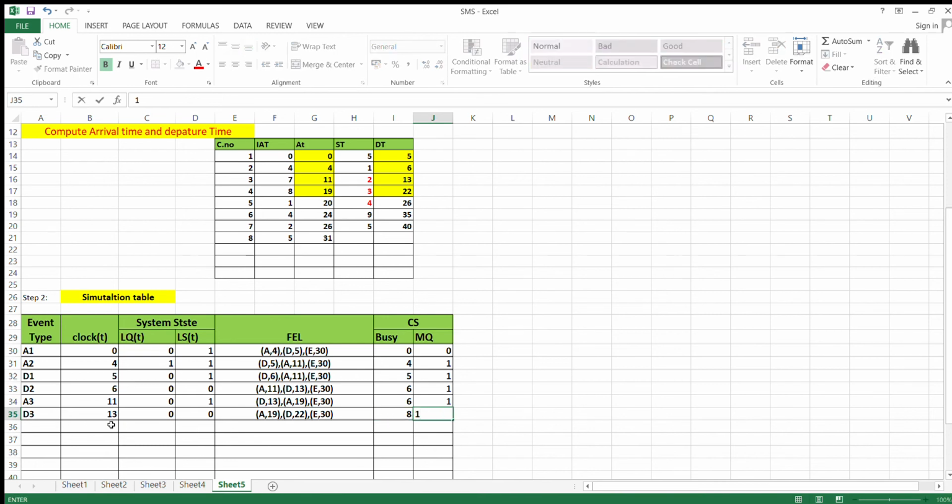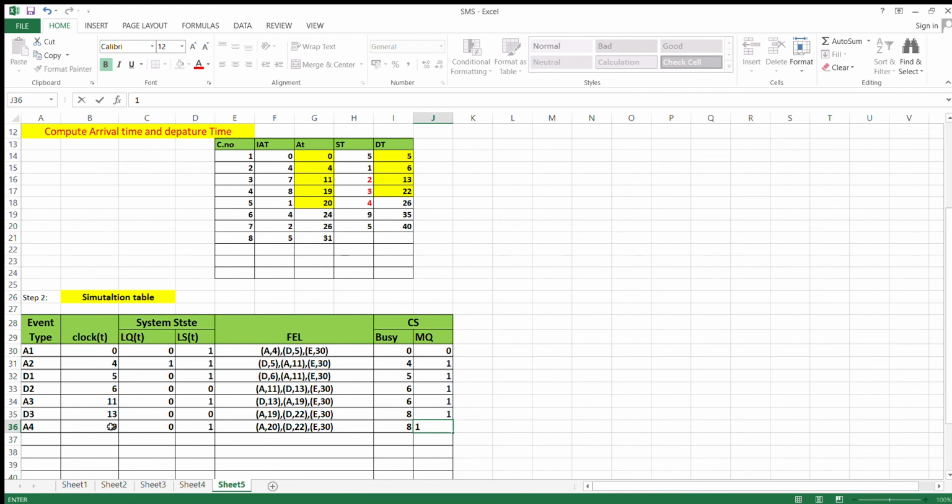So the next minimum is 19. Advance the clock to 19. The event type is arrival. So I will write A4. No customer in the queue. One customer moves to the service, A4. We remove the arrival, which means we add the next arrival, 20. So write A20, D22, E30. So calculate busy time. Again all the customers came and went out. Now A4 is a new customer to the system, so write the previous busy value. Okay. Maximum queue is 1.